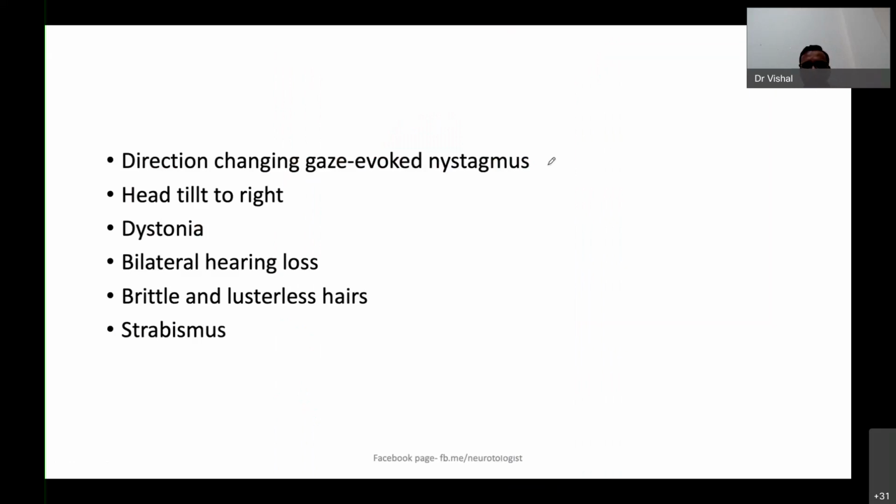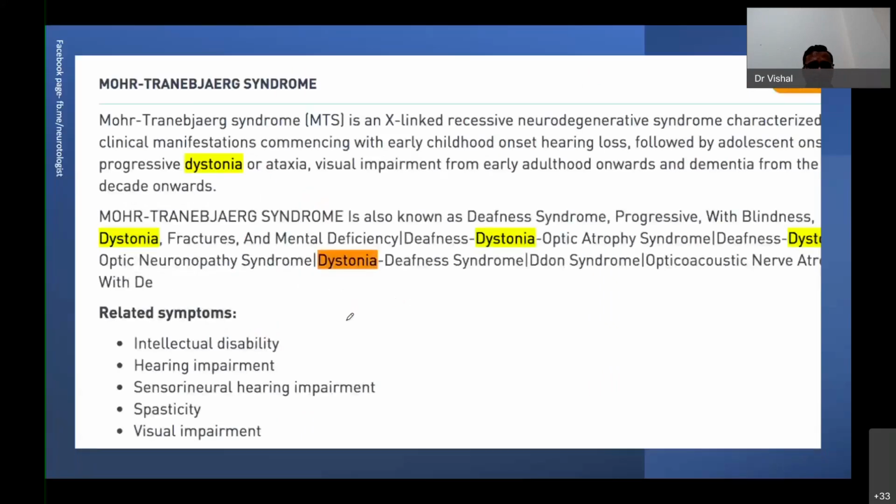Direction changing gaze evoked nystagmus, head tilt to the right. Maybe she had head oscillations also, dystonia of the right hand, bilateral hearing loss, brittle and lusterless hairs, and there was strabismus, and associated with this, a congenital variety of nystagmus. So I tried to find out what could be the reason.